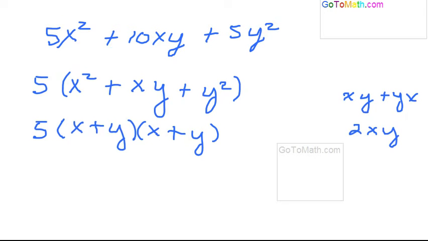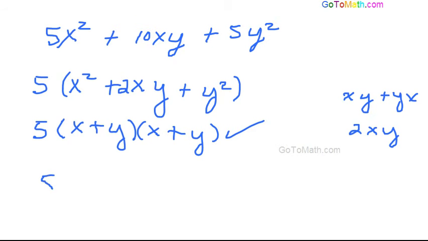And I see a mistake I made. Actually, that 10 does go there. That's supposed to be a 2 right there. We pulled the 5 out, right? Okay, 5 goes into 5 one time, 5 goes into 10 two times, 5 goes into 5 one time. Alright, now, there we go. And then, of course, we got y times y is y squared.